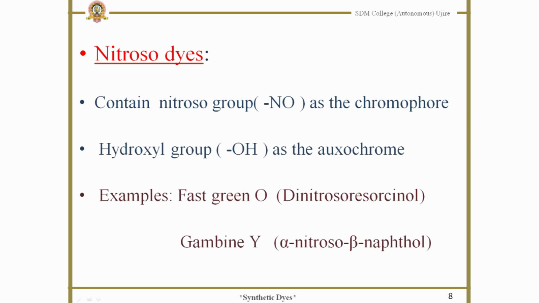Then another type of dyes, nitroso dyes. Nitroso dyes mainly contain nitroso group as the chromophore and hydroxyl group as the auxochrome. The examples are fast green O, gambine Y, etc.